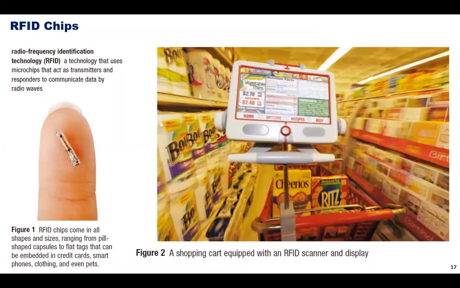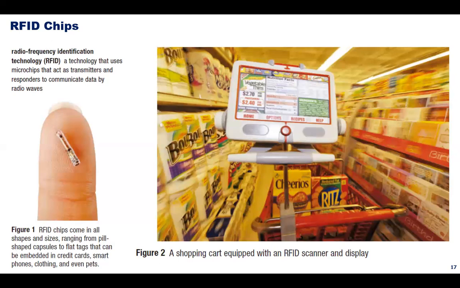Okay, so first let's have a look at the RFID chips. The radio frequency identification technology, or RFID, is a tracking technology that uses microchips less than a millimeter in size, which is shown here in figure 1. So microchips act as transmitters and responders to communicate data by radio waves. This technology uses electromagnetic waves, which are a combination of electric and magnetic fields.